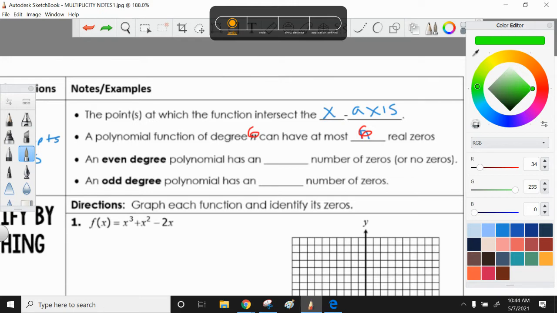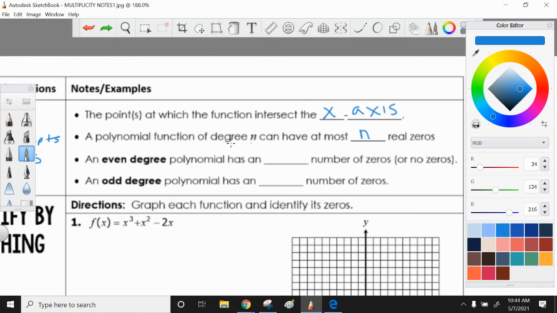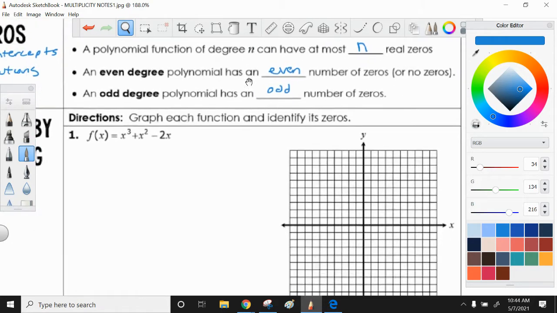Now, of course, I've kind of lied to you there, talking about whether I could have 7 or not, because an even degree polynomial has an even number of zeros, or perhaps has no zeros at all. And an odd degree polynomial has an odd number of zeros. So, a 6-degree polynomial could never have 7 answers because 7 is more, but it could also never have 5 because 5 is an odd number and it's a 6-degree function. So that's pretty interesting, okay?